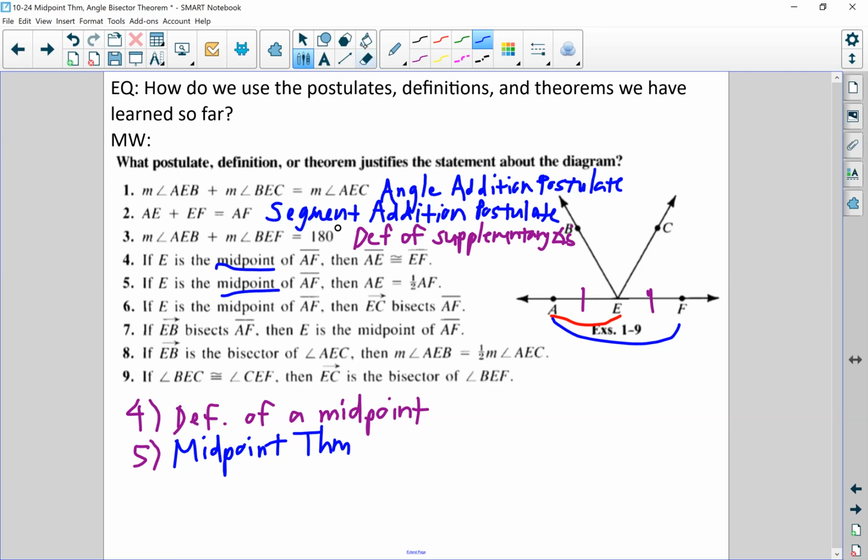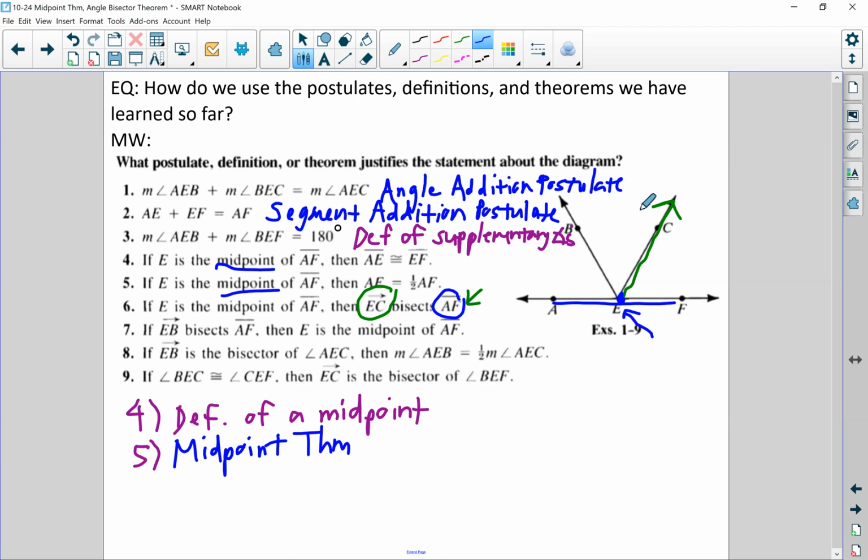Now number 6 is interesting. Let's do one more. Number 6 says E is also the midpoint of AF. Then it focuses on a ray EC. Let's circle that in a color, green. Ray EC bisects segment AF. So let's trace EC here. This ray is bisecting segment AF. Let's get rid of these, and do that in blue. AF is being bisected by EC, and it kind of has this midpoint over here.